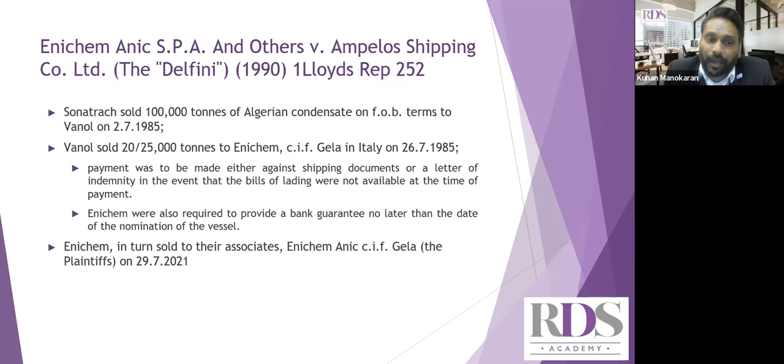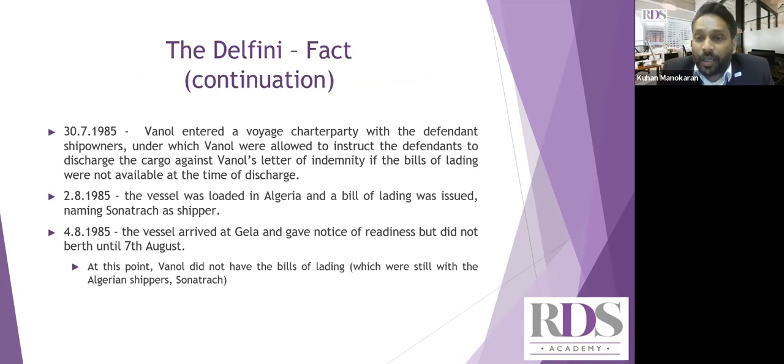Now, Vanol's contract with Anic was that payment was to be made either against the shipping documents, which was in a bill of lading, or a letter of indemnity in the event that the bill of lading was not available at the time of payment. Anic was also required to provide a bank guarantee no later than the date of nomination of the vessel. On 30th of July, Vanol entered a voyage charter party with the defendant ship owner, under which Vanol was allowed to instruct the defendant to discharge the cargo against Vanol's letter of indemnity, so if the bill of lading was not available at the time of discharge.